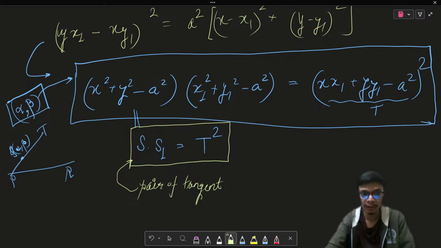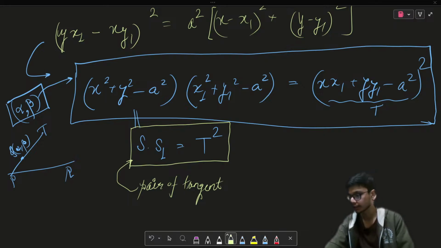This is called the combined equation of the pair of straight lines for the pair of tangents, right? I hope this is clear to all of you. Please do let me know if this part is clear or not, so that we can keep on discussing some of the important questions, and then we can move forward with our class discussion. Okay, I presume this is clear.